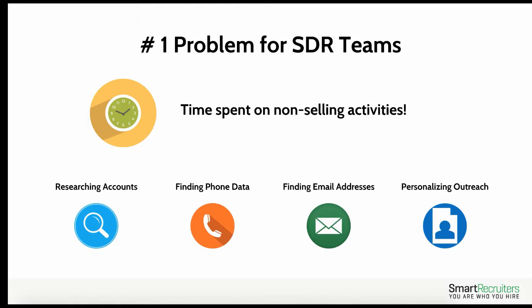What that VP is forgetting is that his or her team is losing productivity, which means there's a huge opportunity cost to the time spent looking for email addresses or finding phone data. And frankly, if there's not a big opportunity cost to wasting your SDR team's time, then maybe you shouldn't have an SDR team. So this is a huge problem, and now let's jump into how we solved it.